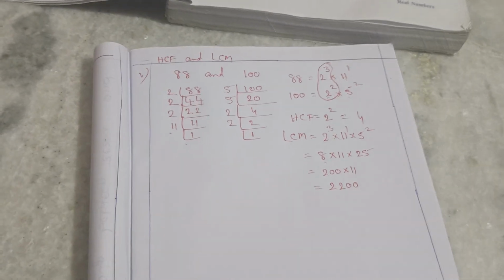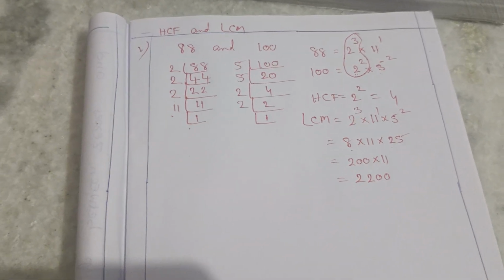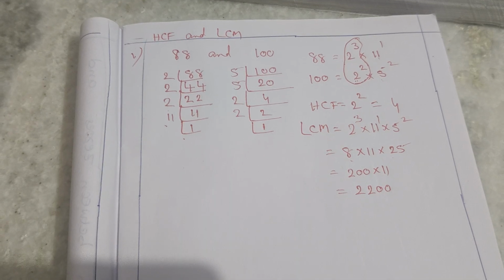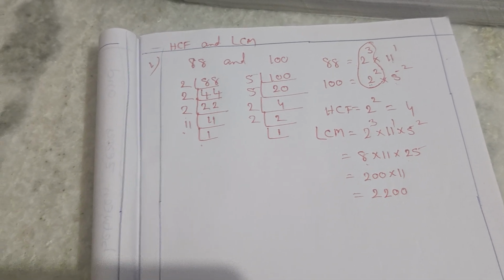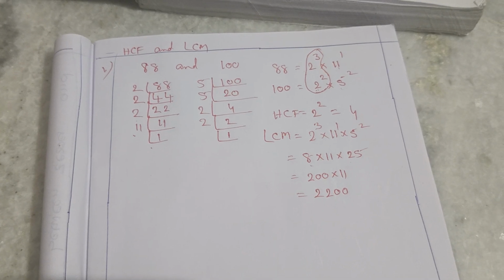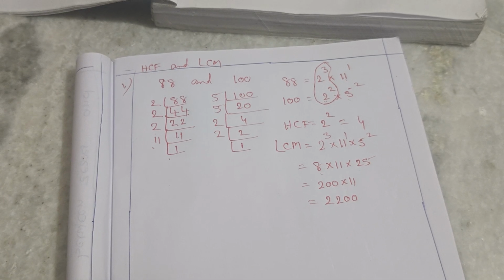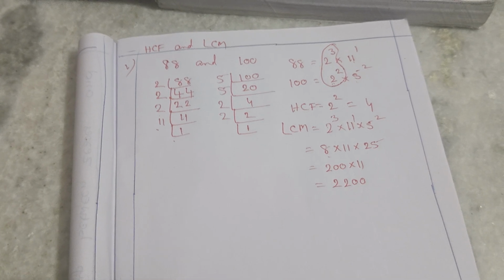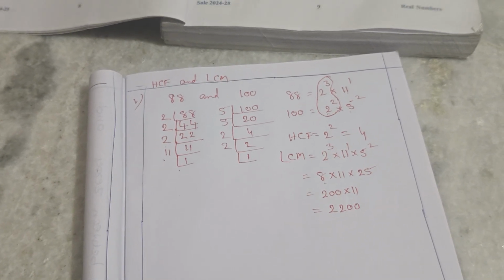2200. Did you understand? So first of all, we have to see the common base. In that, HCF means we have to take the smallest power, only of the common number. LCM means we have to take the highest power. After that, the extra elements also we have to write. Whichever prime factors are left, everything we have to write.